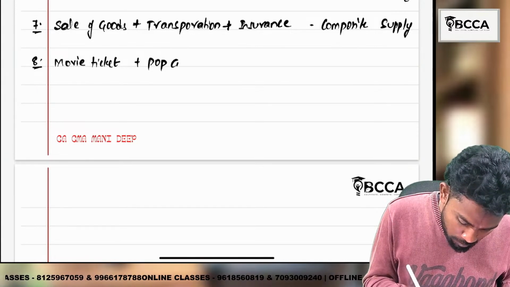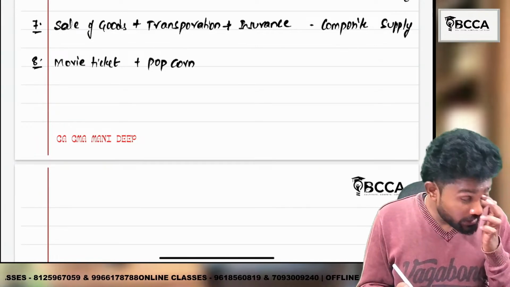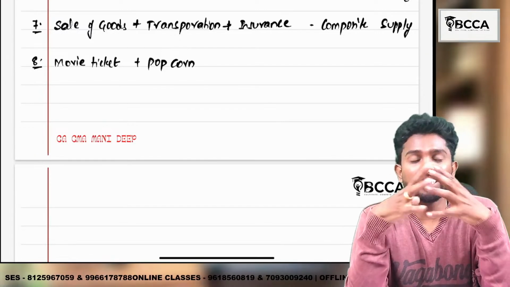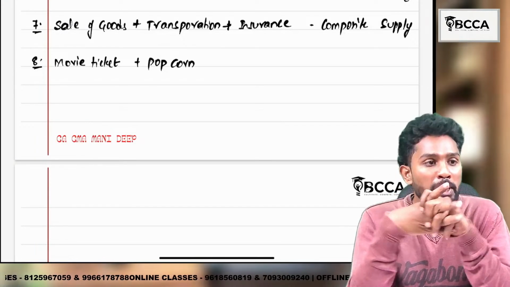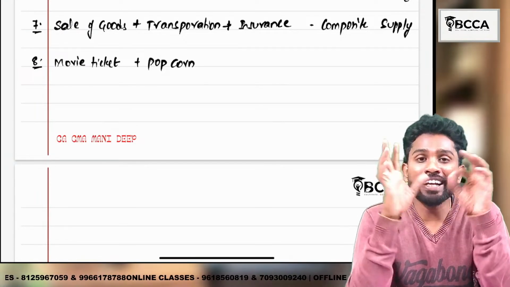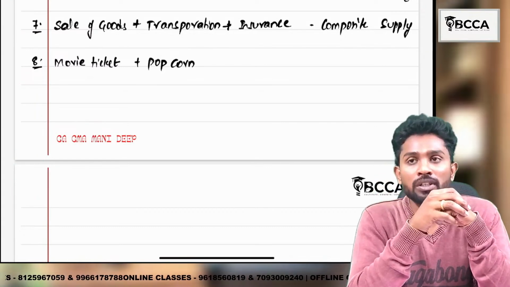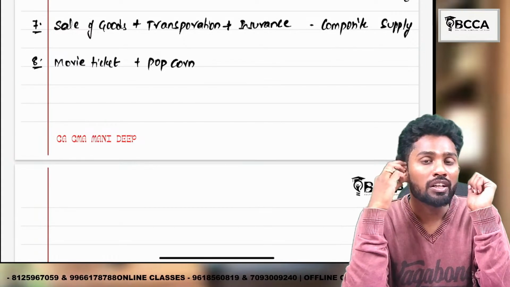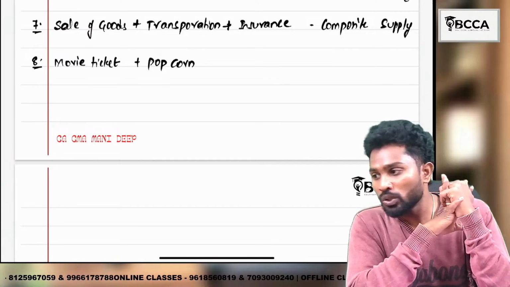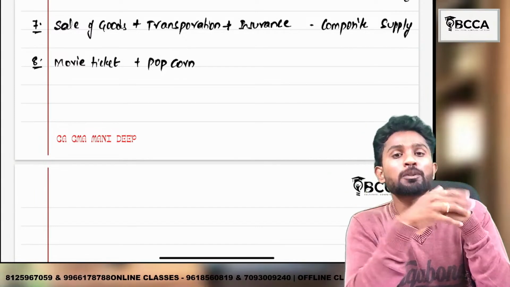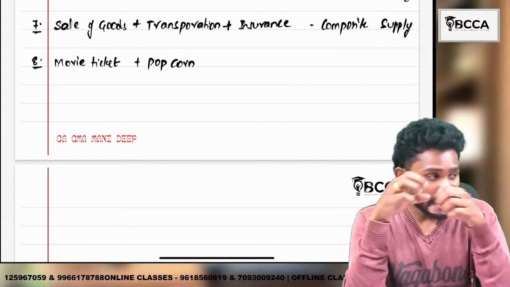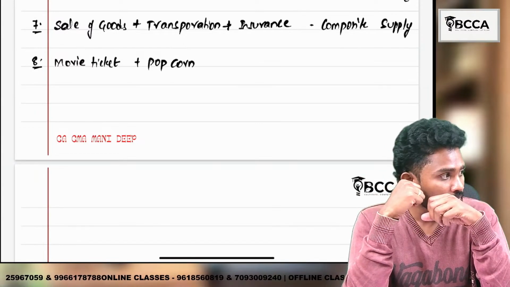Movie ticket plus popcorn. So here, sir, understand, if that is something like a premiere show, and you could buy the ticket as a combo pack only, like you need to buy the ticket at 500 rupees along with popcorn. You don't have the choice of opting out of popcorn. Mandatorily, you should even buy the popcorn. So those kind of tickets are only sold.